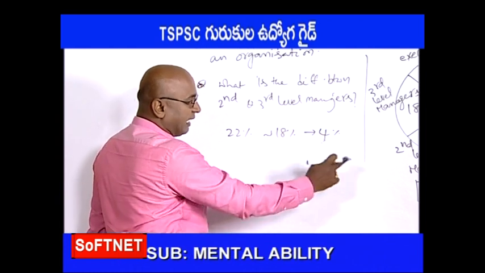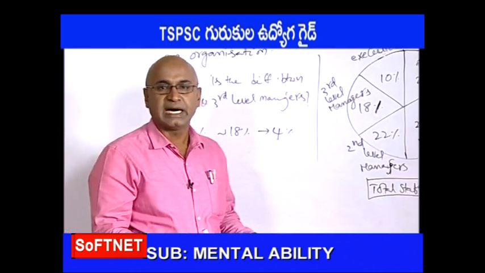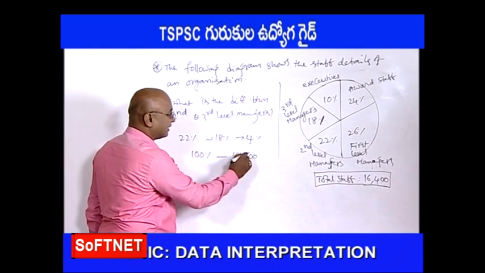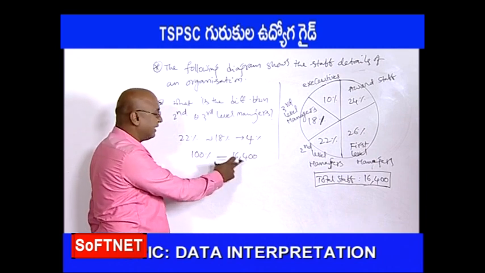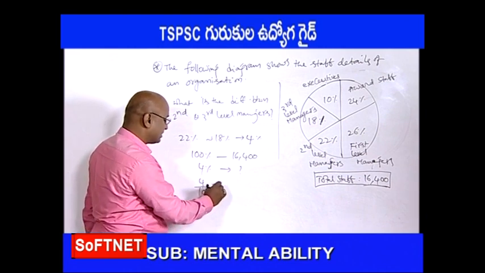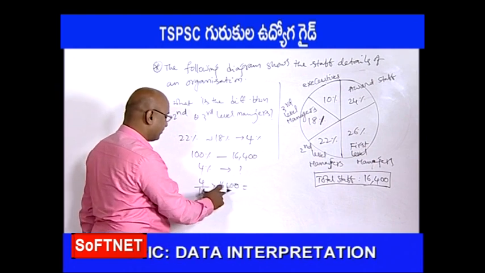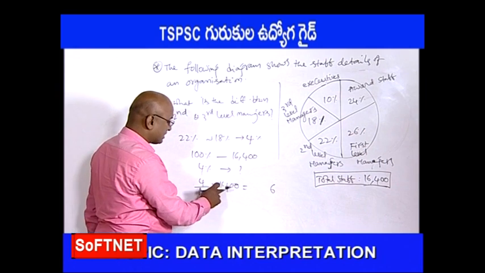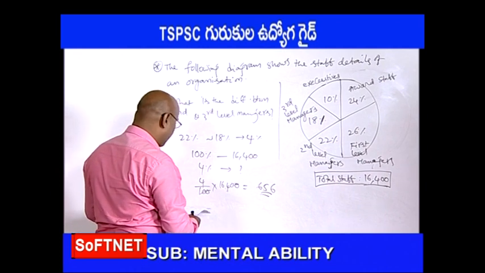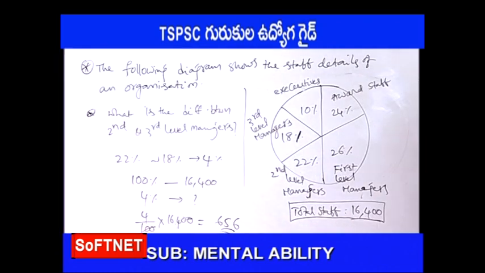4%. And if 100% is 16,400, the total employees of the organization is always 100%. That 100% is given as 16,400. If 100% is 16,400, then what is the value of 4%? So 4 by 100 into 16,400, that is equal to 164 into 4, which is 656. So the number of employees in the difference between the second level and third level managers is 656.